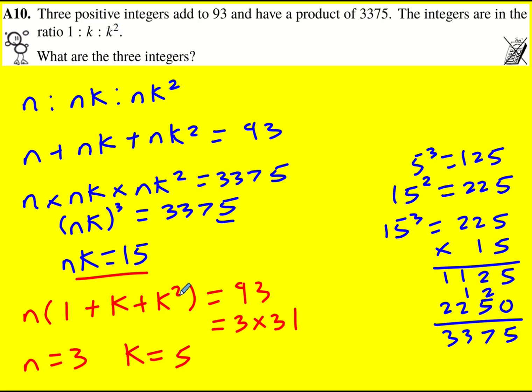Let's just double check. We do 1 plus 5 is 6, plus 5 squared, which is 25. We're going to get 31. So that is definitely correct. We found them, so we found n and k, so now we can just write down our three integers. n, our first integer, is 3, nk is 15, and times by 5 gives 75.